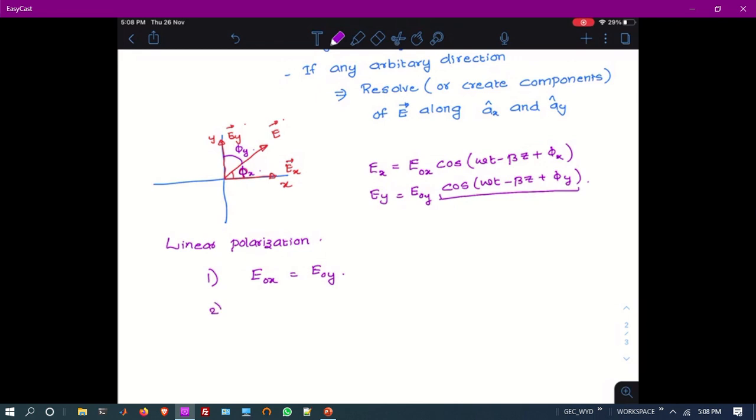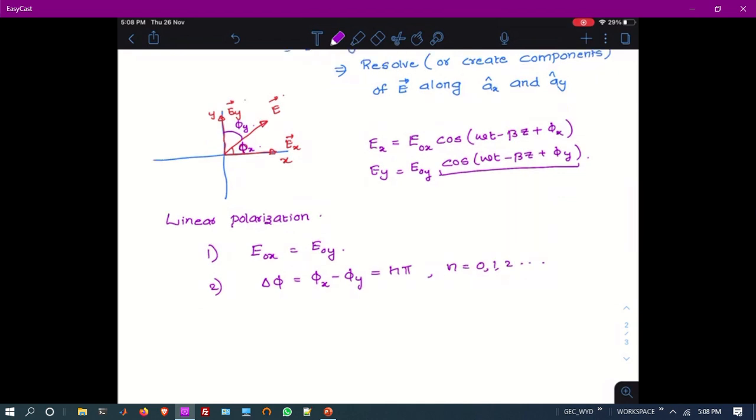And also the second condition is the phase difference, that is phi x minus phi y or phi y minus phi x, should be a multiple of pi, where n is 0, 1, 2, etc. So if, for example, let's say phi x is equal to 0 and phi y is equal to pi, in this case Ex and Ey will follow linear polarization.